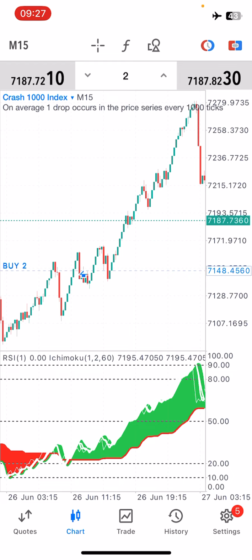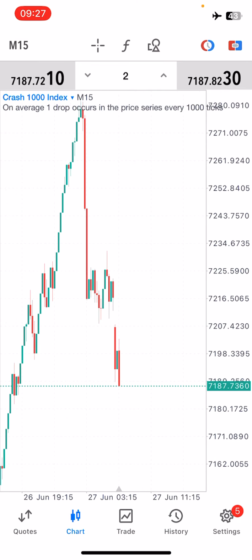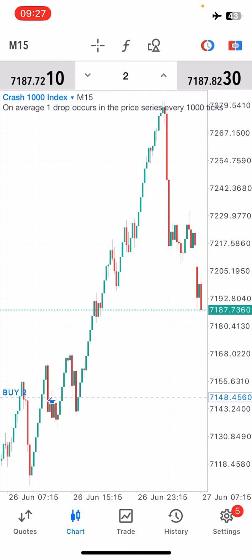Okay, so the first thing that I'll do is I'll remove all these indicators, and I'll be left with a blank chart. Right now we're looking at crash 1000.